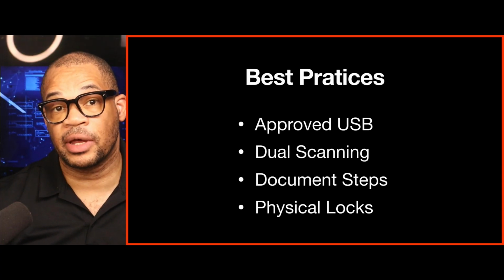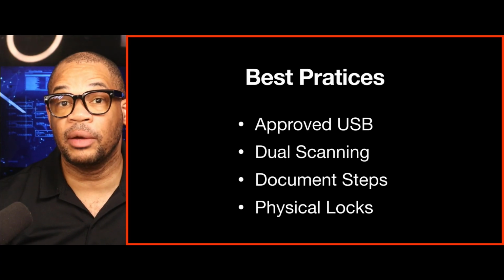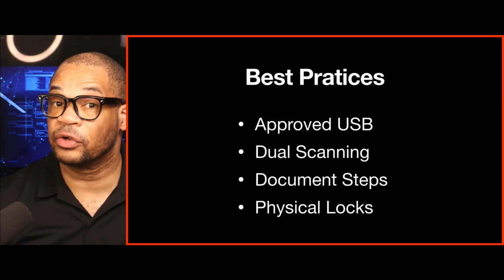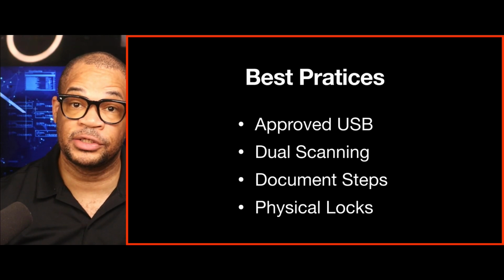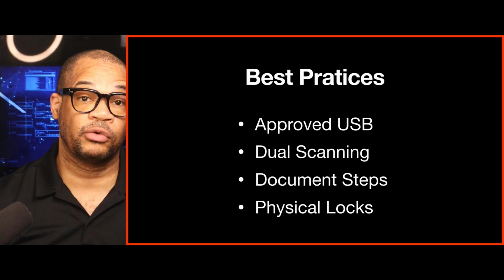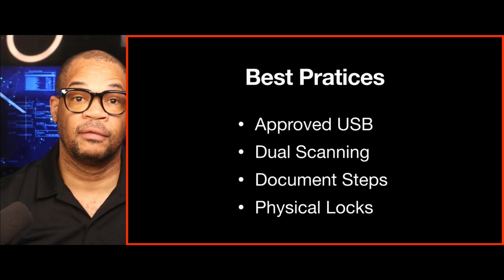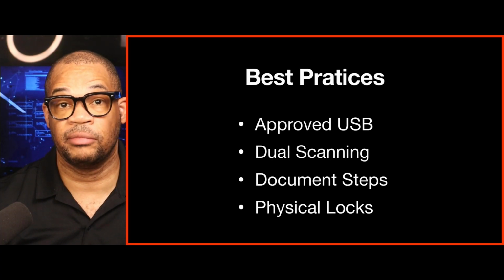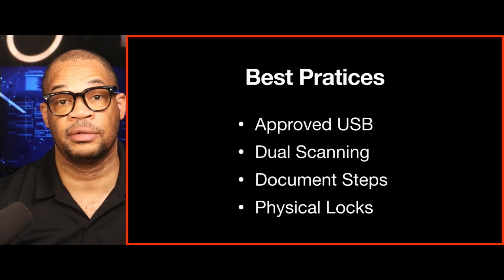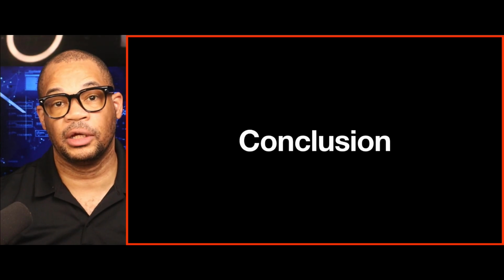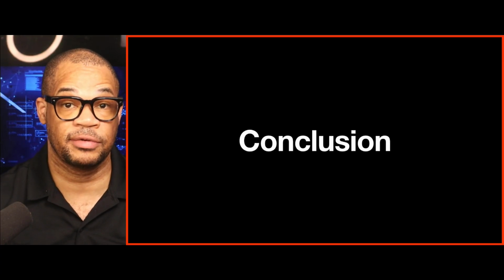So what are some best practices? 1, media control. Only approved USBs that are labeled and tracked. 2, multi-stage scanning. Scan on at least 2 independent tools. 3, strict procedures. Document every transfer step. 4, physical security. Make sure that everything is locked down, doors are locked, and that there are security systems in place. In conclusion, air gapping is one of the strongest ways to protect your most sensitive systems.